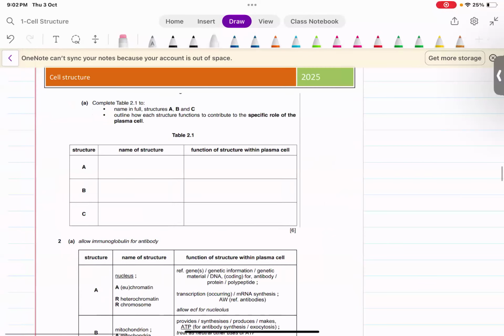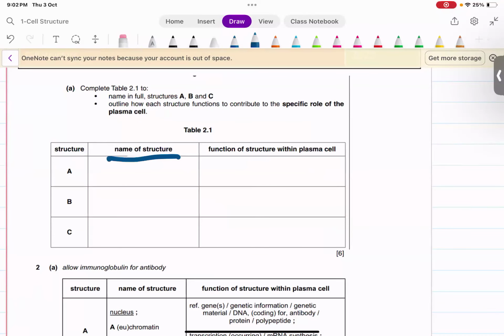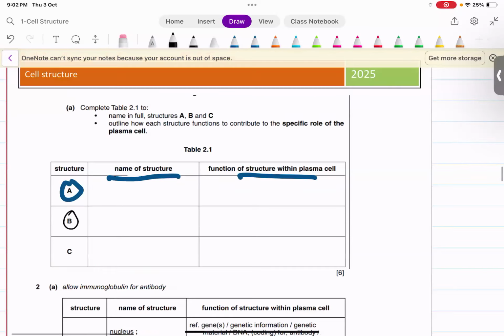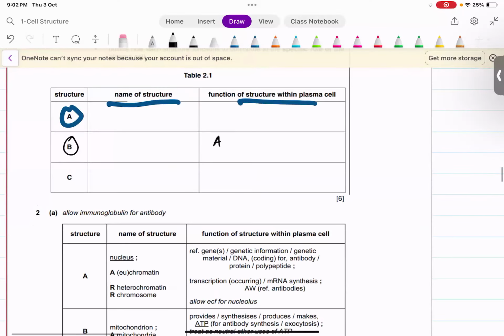You have to write the name of the structure and the functions of the structures within the plasma cell. So if A is a nucleus, you know the functions of the nucleus. It is involved in protein synthesis. Transcription takes place in it. mRNA is made, and that genetic information is passed from the DNA to the ribosomes through the mRNA. And then B, what is B? Yes, B is mitochondria. It is ATP formation by aerobic respiration, which is needed for protein synthesis in the plasma cells.